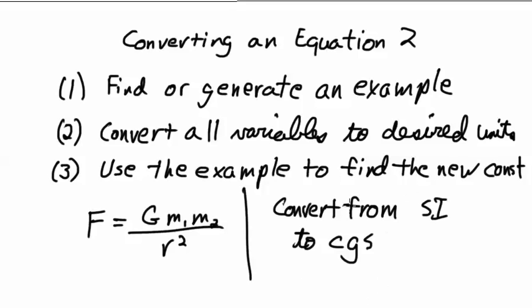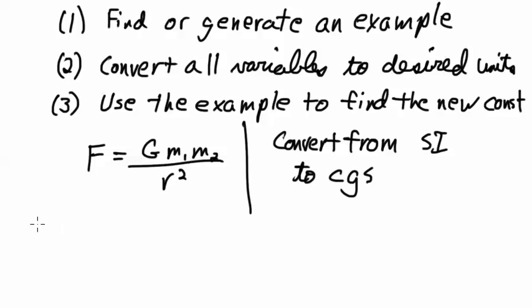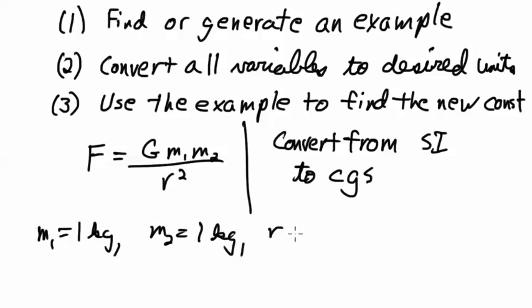So the first example I want to use is the force of gravity, universal gravitational force. And I want to convert this from SI units to CGS units. For my example, I'm going to generate it from mass 1 equals 1 kilogram, mass 2 equals 1 kilogram, R equals 1 meter. And I'm going to generate it just by plugging it into the formula.